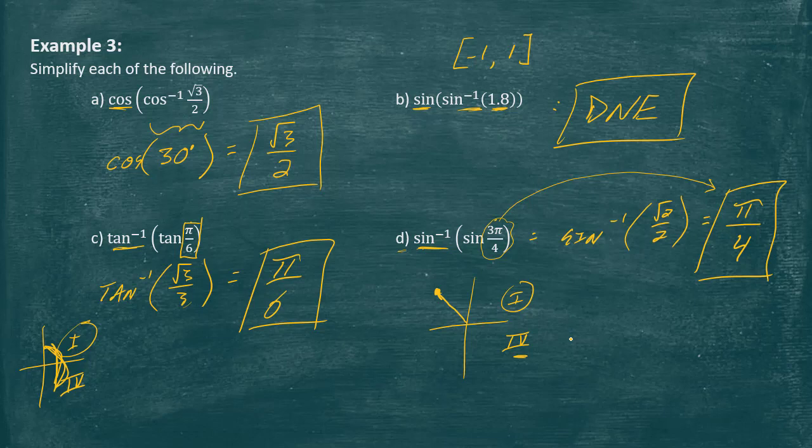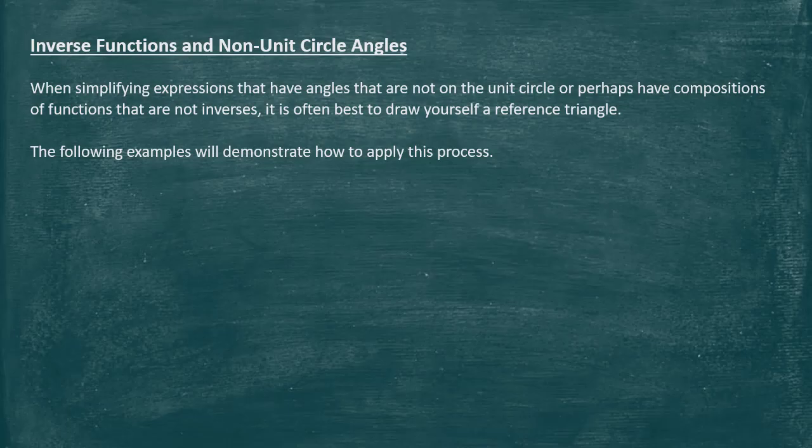But I hope the point of me saying this is that you always need to think about which quadrant my answer is allowed to come back in for those inverse trig functions. That's really the key takeaway I hope that you're getting from it.